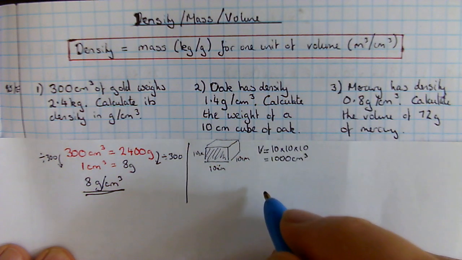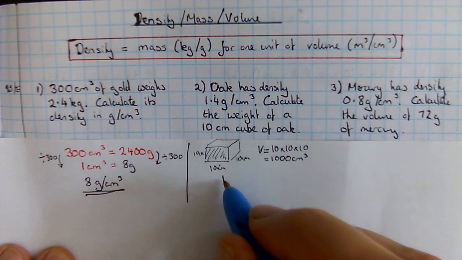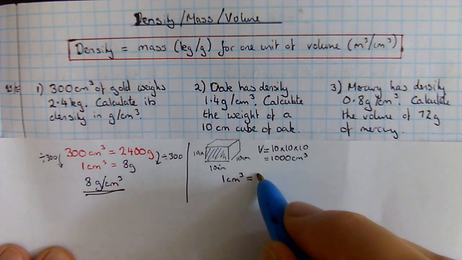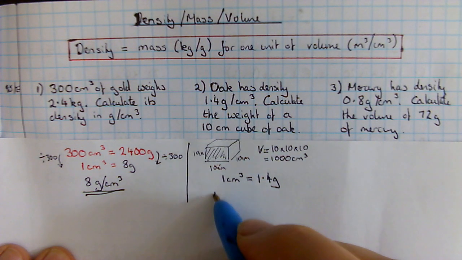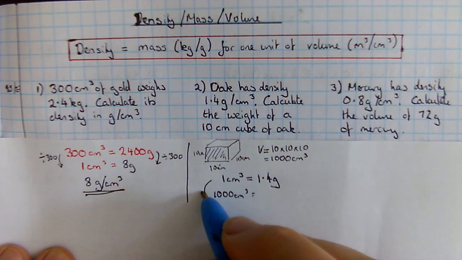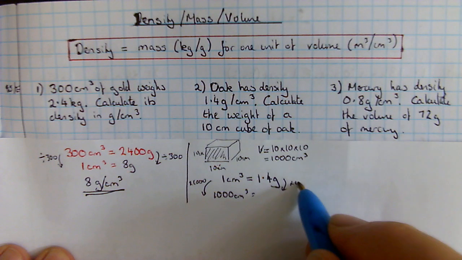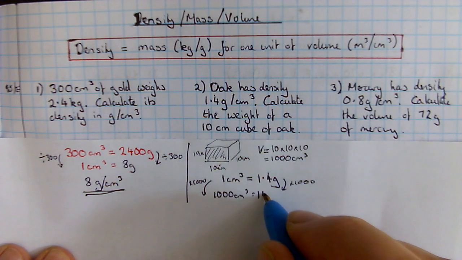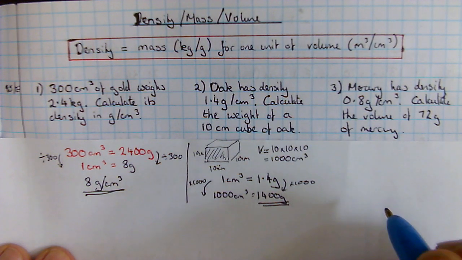Now we can start answering our question. I know that 1 centimetre cubed weighs 1.4 grams. That's what that density means. I want to know what 1,000 centimetres cubed weighs. So I'm going to have to do 1 times 1,000, times by 1,000 over here. 1.4 times 1,000 gives me 1,400 grams, or 1.4 kilograms, whichever way we want to put it.